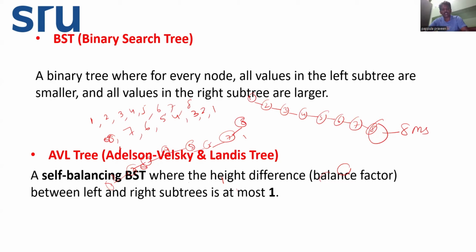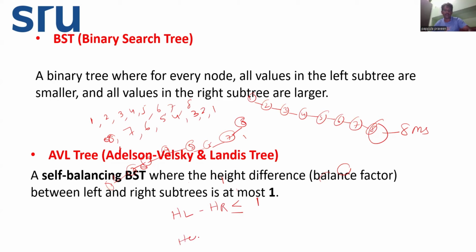AVL stands for Adelson-Velsky and Landis tree. These are the scientists' names. AVL is a self-balancing binary search tree. An AVL tree is a binary search tree, but not all binary search trees are AVL trees. Remember this point. It is a self-balancing BST where the height difference, the balancing factor, between the left and right subtree is at most 1. That is, |HL minus HR| is less than or equal to 1.